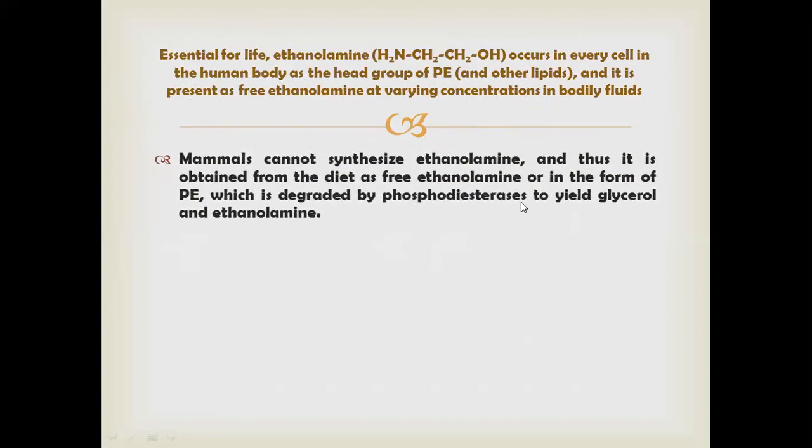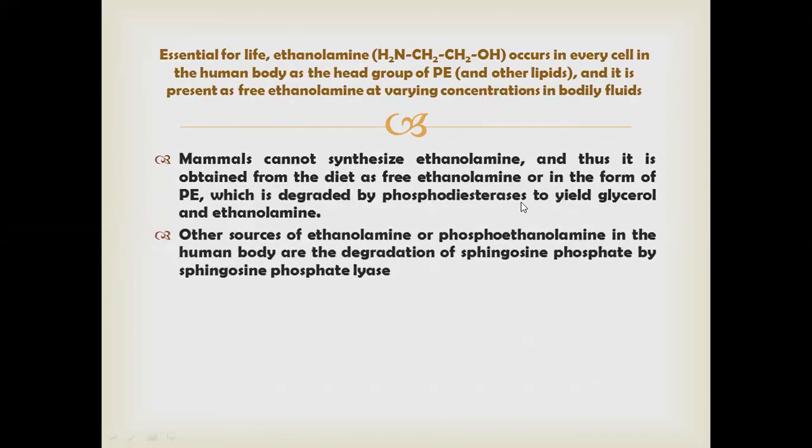Mammals cannot synthesize ethanolamine, and therefore it is obtained from the diet in its free form or in the form of phosphatidylethanolamine. That is the reason it is obtained from the diet in its free form or in the form of phosphatidylethanolamine. That is further degraded by an enzyme known as phosphodiesterase to yield glycerol and ethanolamine.